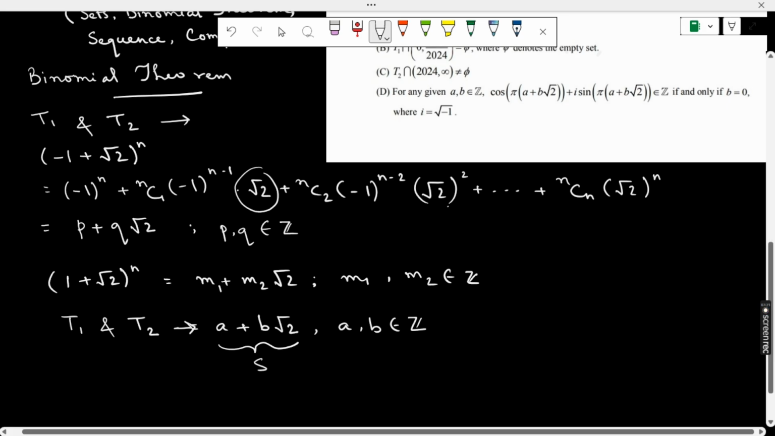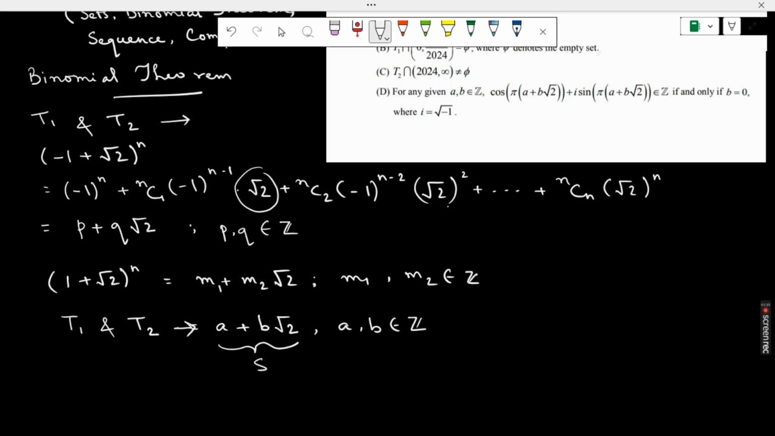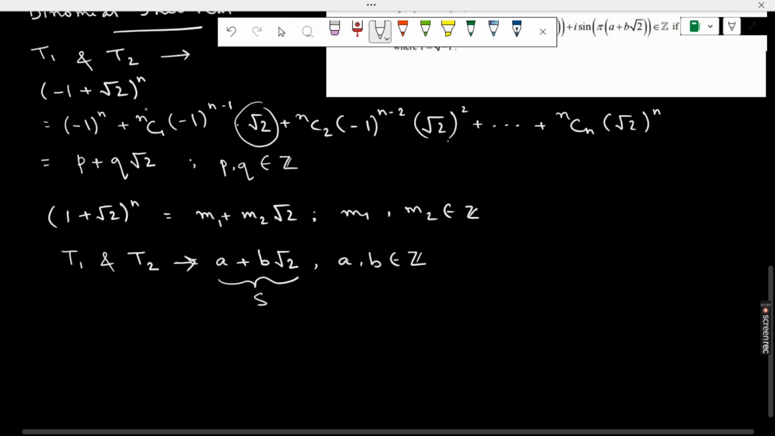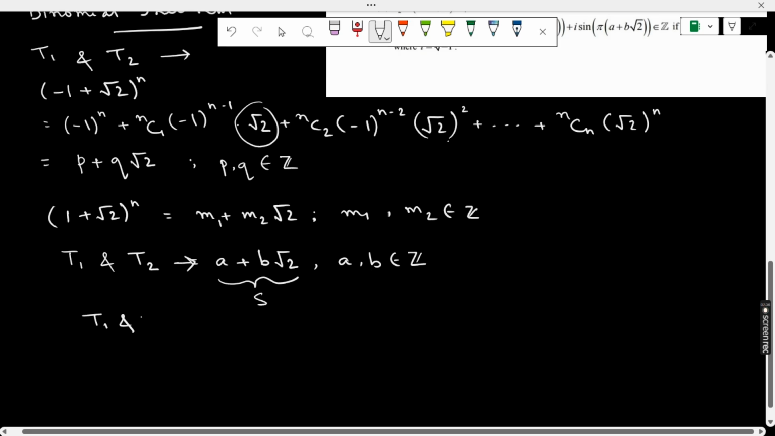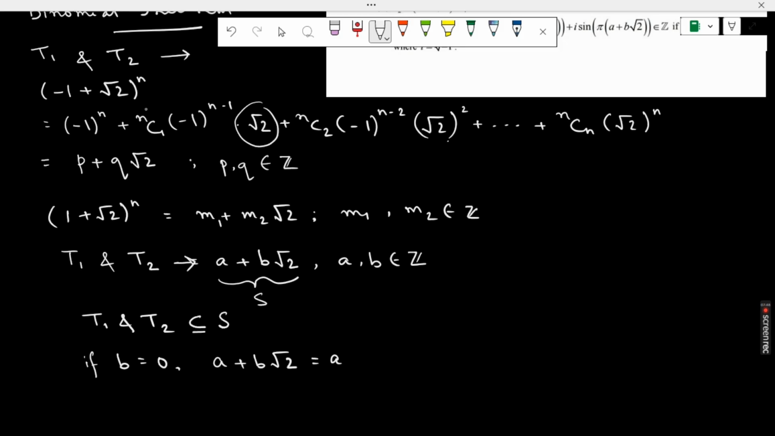So not equal, just the elements are of this form. So we can write that T1 and T2 are all subsets of S, maybe subset or equal. Then if b equals 0, then a plus b root 2 is equal to just a, that means it belongs to Z only, which is also a subset of S we can write.